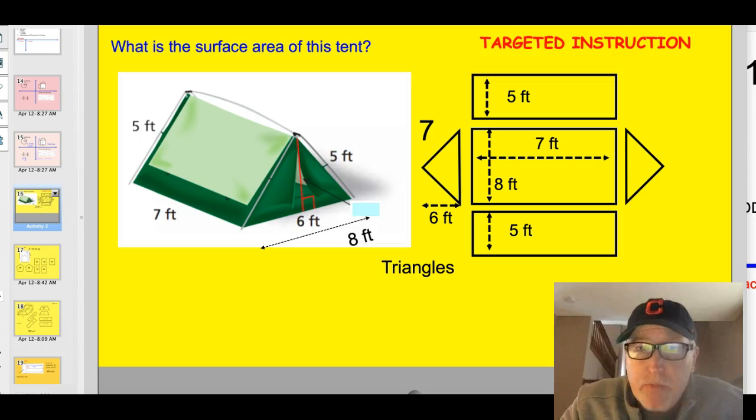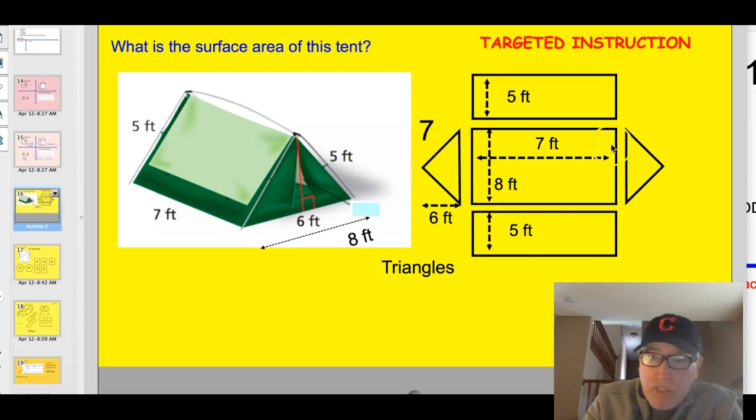Basically, this here is a triangular prism. And in order to find the surface area of any shape, you need to find the area of all the shapes that make it up, all the sides, all the faces, and add them all together, and then you will have the surface area. So what I did was I just took the tent apart.